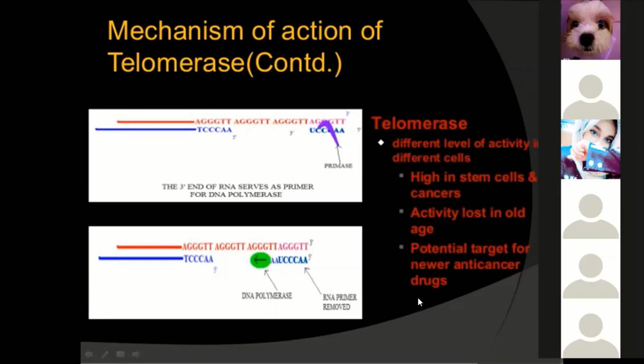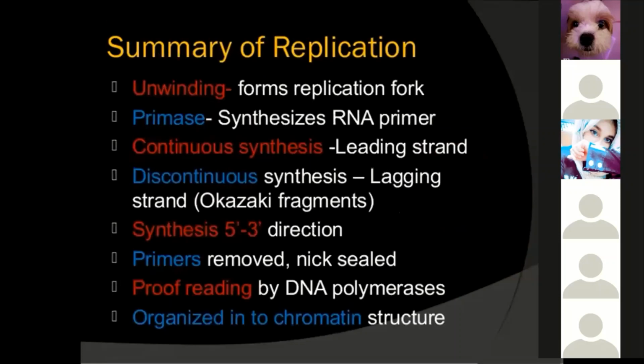Actually, this is a potential target because the activity of telomerase is very high in stem cells and cancers. So when people are interested in synthesizing anti-cancer drugs, they can see that because telomerase activity is high in these cells, they can target it. So this is about how DNA replication takes place.